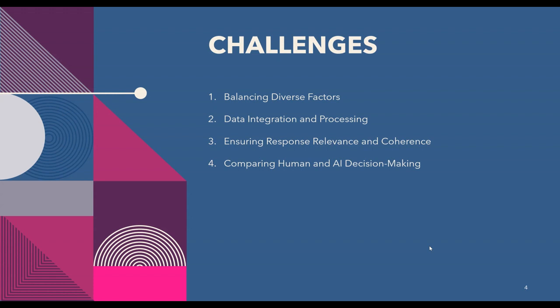The third one is ensuring response relevance and coherence. This means ensuring that LLMs provide responses that are both relevant and contextually coherent. The fourth one is comparing human and AI decision making. That is, establishing effective methodologies to compare AI and human route selection choices.